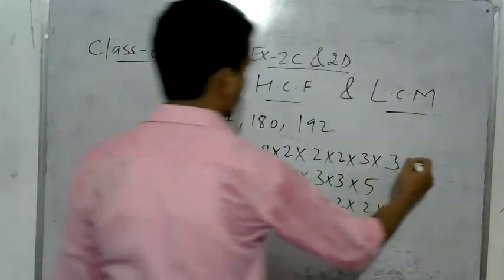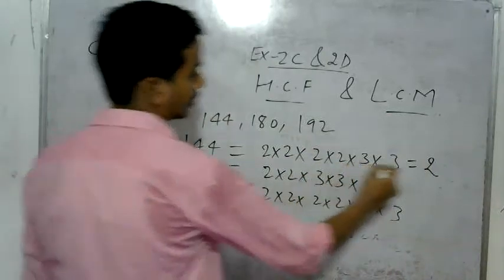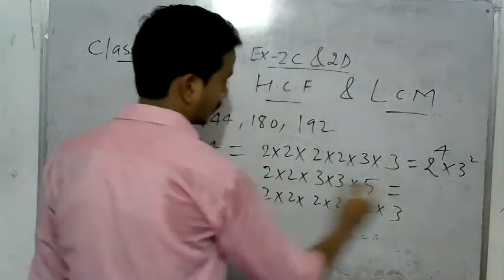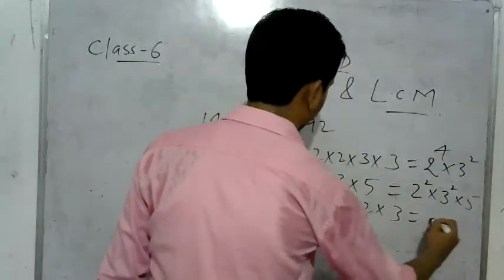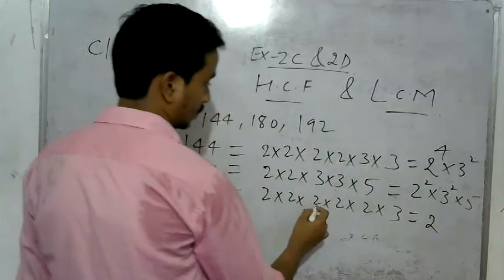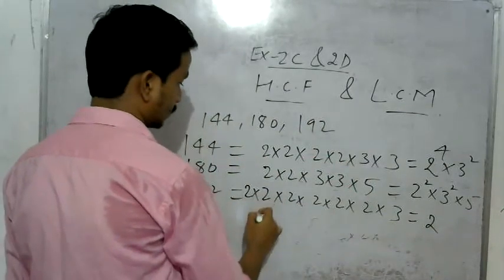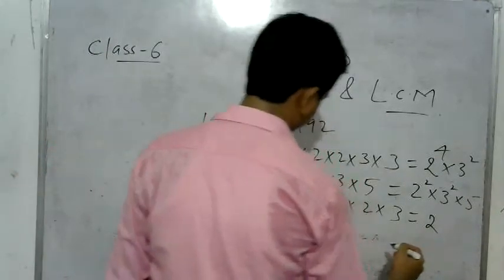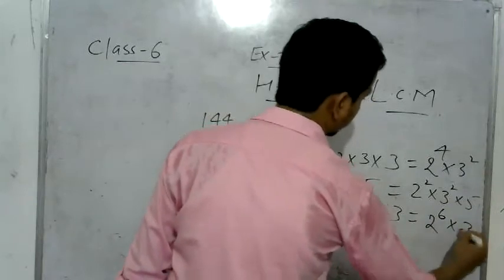So this equals 2 to the power... how many 2s are there? Four 2s are there: 2 to the 4 into 3 square. And here 2 square into 3 square into 5. And here 2 to the power... how many 2s are there? 2, 2, 2 is 6 times: 2 into 2 into 2, 2 into 3. 2 to the power 6 into 3.